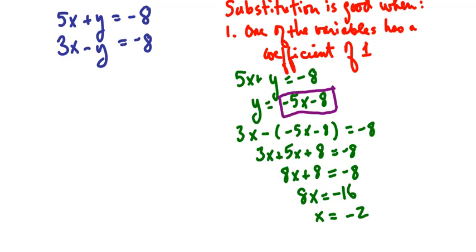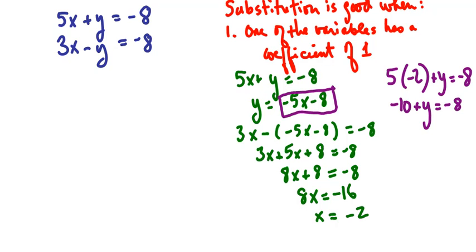Once I know that, I go back to either equation, and I substitute negative 2 for x, and I get negative 10 plus y is equal to negative 8. If I want to isolate the y, I'm going to add 10 to both sides, and I get y is equal to 2. You should verify that when you plug negative 2, x equals negative 2, y equals 2 into either equation, you get a true statement. So that's the substitution method. The addition method would do this.